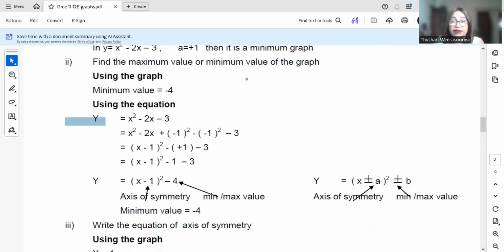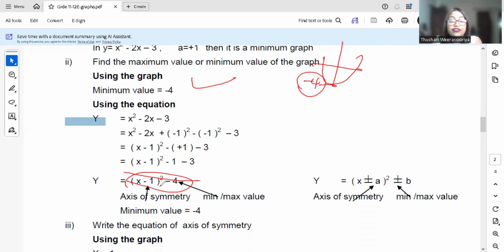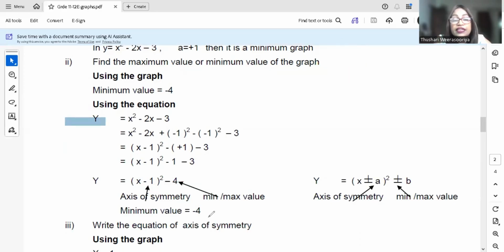This is the working which I have done earlier. Find the minimum value. What's the minimum value? From the graph you can see it is cutting at -4. That's the minimum value. Using the equation, you make it a perfect square. Look at this perfect square. Then the minimum value is this -4. Next question, write the equation of the axis of symmetry.